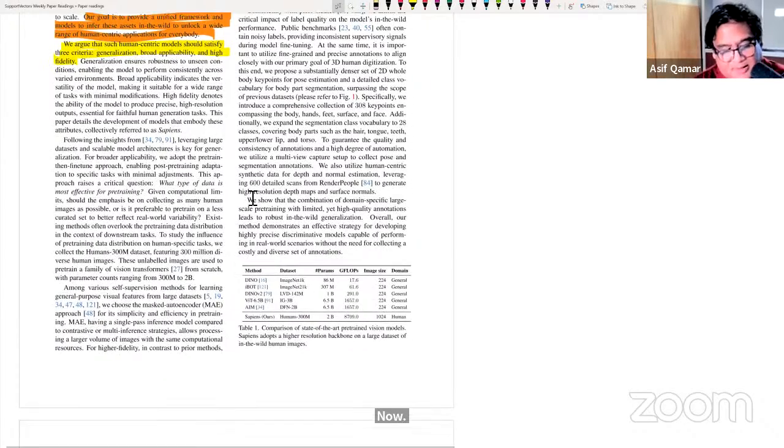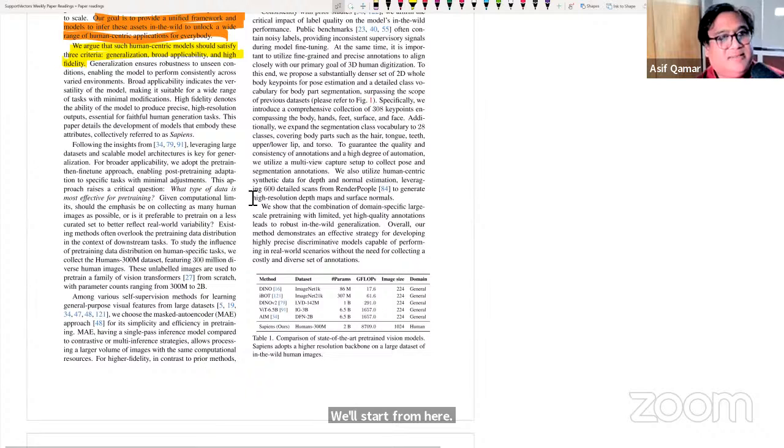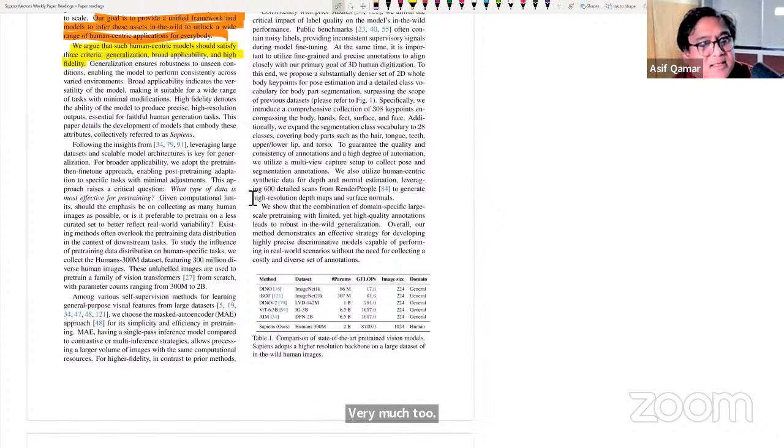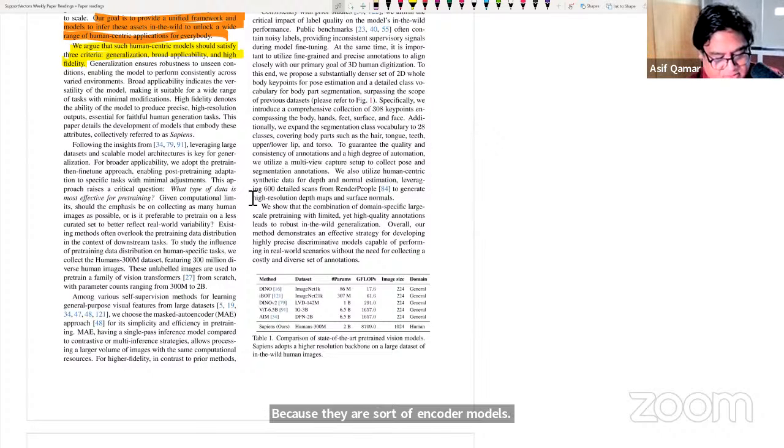Now, we'll start from here. We want to build a model that is self-supervised, right? Somewhat in the style of BERT, but for human images. So amongst various self-supervision methods for learning general purpose visual features from large data sets, we choose the masked autoencoder approach. Right? So now the question is, what is the masked autoencoder approach? We'll go into it immediately. And they choose it for its simplicity and efficiency in pre-training. Very much true. The MAE, which I'll explain, is endowed with a certain degree of simplicity. And also, they work very efficiently because they make very good use of encoders and decoders.